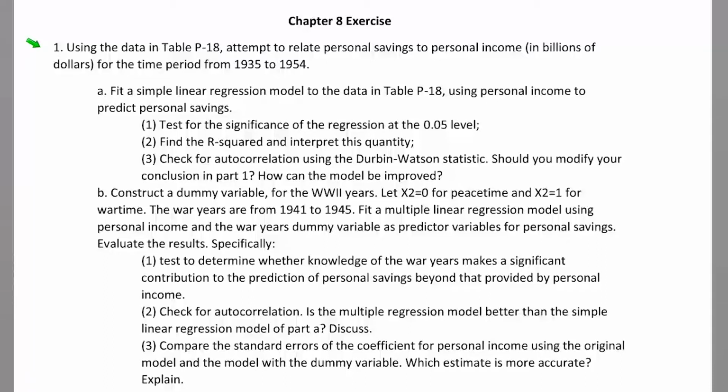2, check for autocorrelation. Is the multiple regression model better than the simple linear regression model of Part A discussed? 3, compare the standard errors of the coefficient for personal income using the original model and the model with the dummy variable. Which estimate is more accurate? Explain. All right, so now let's head over to Minitab and start the analysis.